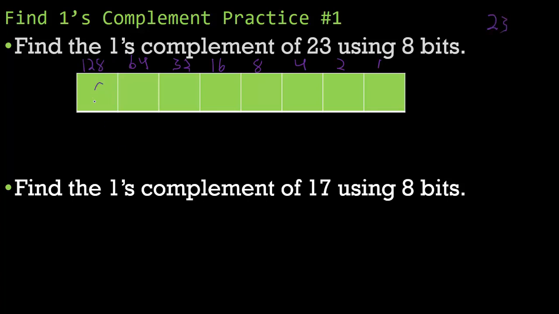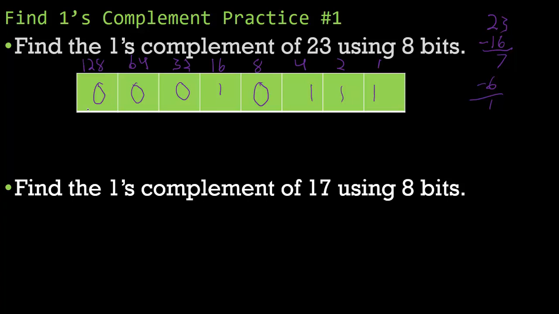I can't use 128. I can't use 64. I can't use 32. I can use 16. So let's go ahead and minus 16. That comes out to 7. I can't use 8 to get to 7, but I can use 4, 2, and 1. 4 plus 2 is 6, which leaves me 1, and then I put the 1. Now, that is not the answer, because it wants us to find the ones complement of 23 using 8 bits.